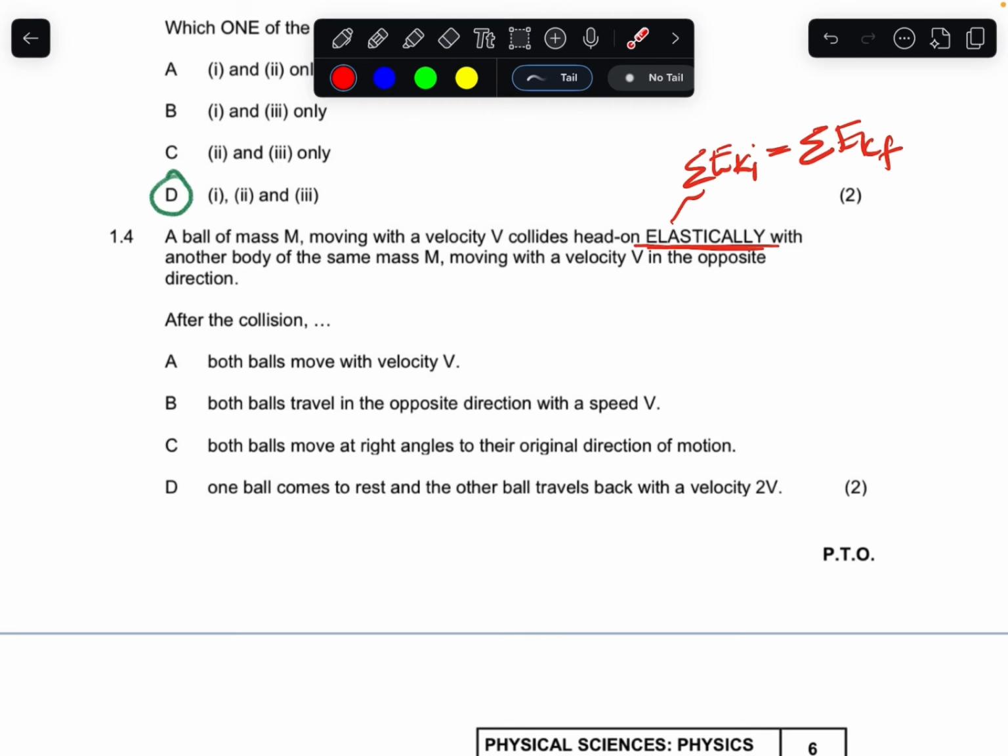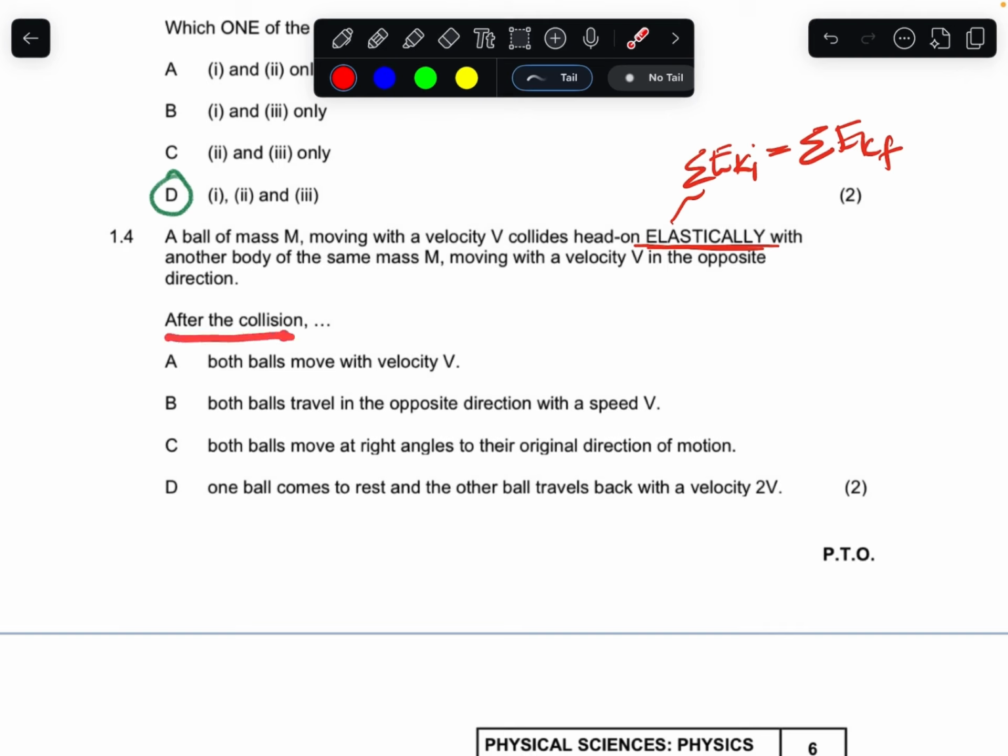It says a ball of mass m is moving with a velocity v and collides head on elastically with another body of the same mass m, with the velocity v in opposite direction. So these two objects are colliding elastically. When they collide elastically, their velocities before collision are going to be the same as their velocities after collision, but in opposite direction.